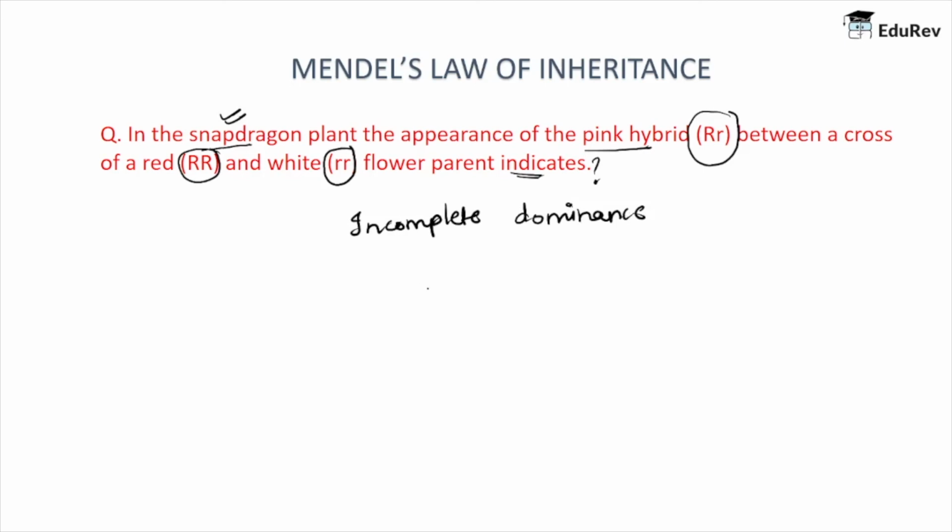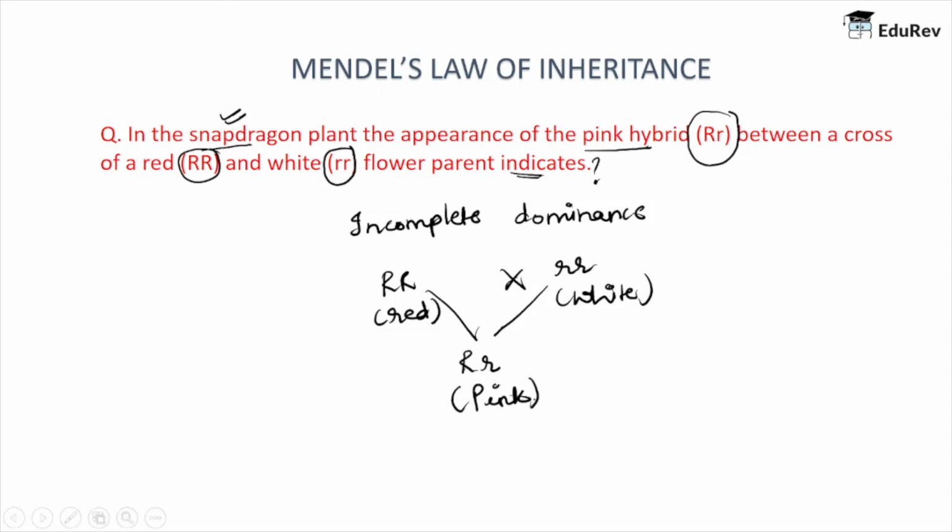And why? Because if you cross capital R, that is the red flower, with the white one, small r, the intermediate condition in this case after gamete formation is pink. The pink flower is formed in the F1 generation, which is the intermediate condition. And that is why this condition is called incomplete dominance, which is the answer.